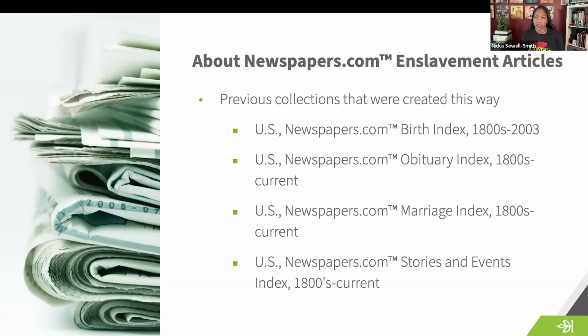Okay. Now, if you've been with Ancestry for a while, you have already encountered collections that were put together in similar fashions. If you've ever used the newspapers.com birth index or the newspapers.com obituary index or the newspapers.com marriage index or one of the largest collections that we have on Ancestry, the newspapers.com stories and events index, the same methodology or the same way of putting together those collections is the way that we did this for Articles of Enslavement. So where we focused on births for the birth index, where we focused on obituaries for the obituary index, where we focused on marriages in the marriage index, or stories and events for that index, we are focusing on the enslaved in this one.